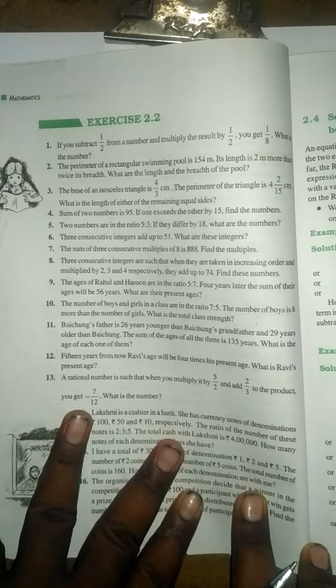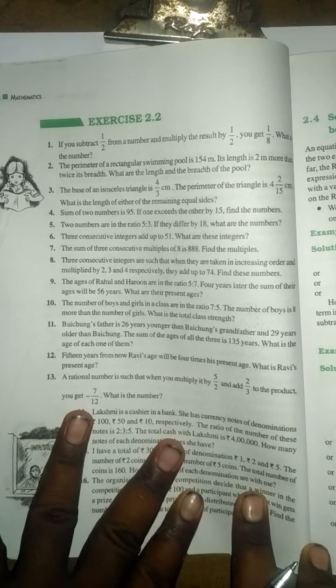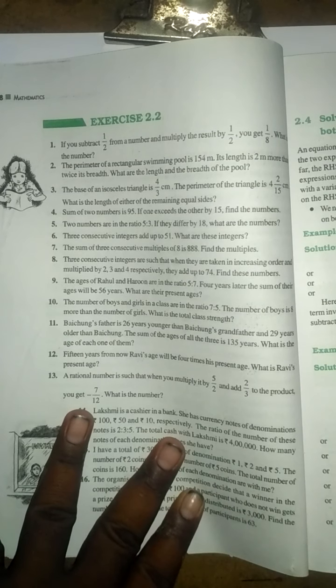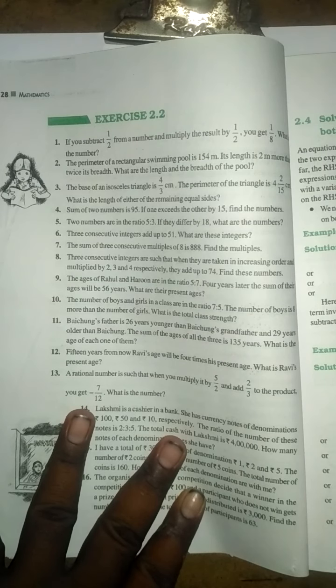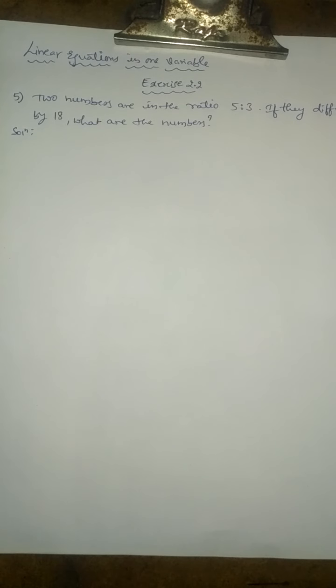Two numbers are in the ratio 5:3. If they differ by 18, what are the numbers? So we have to solve that problem now. See here, the numbers are in the ratio 5:3. So whenever numbers are in the ratio 5:3, how do we consider those numbers and how do we solve this problem according to this condition.